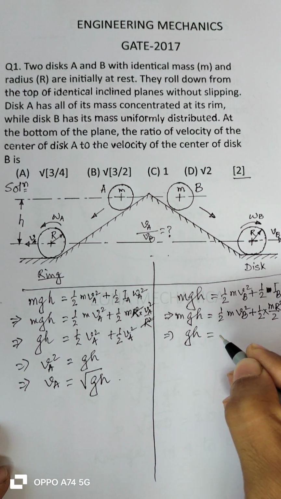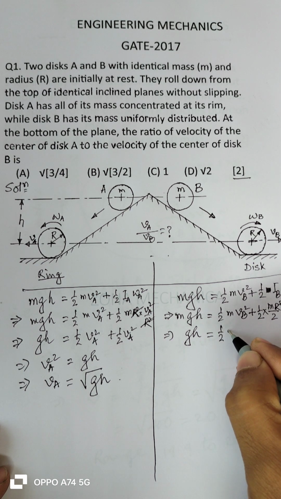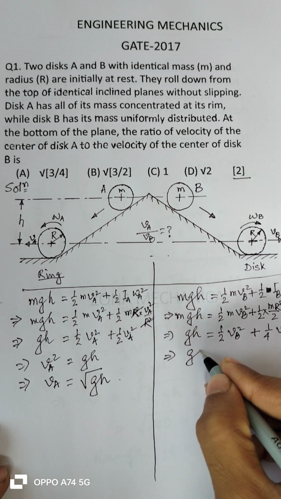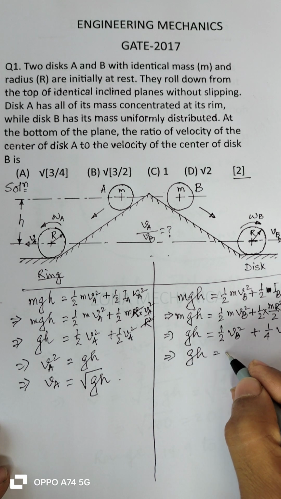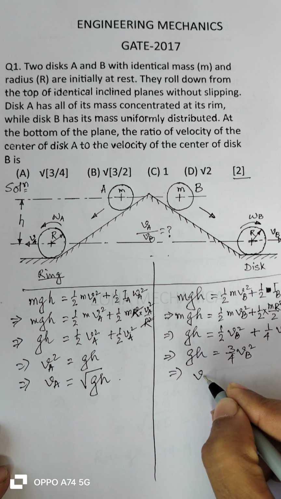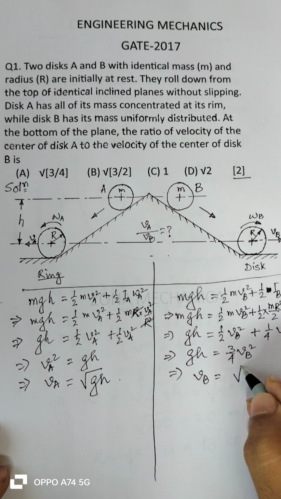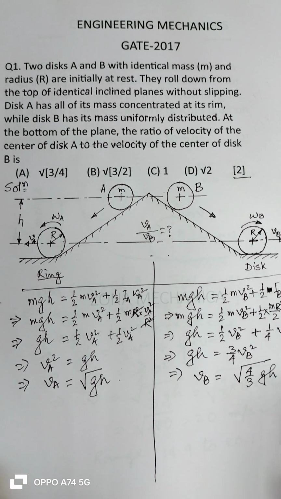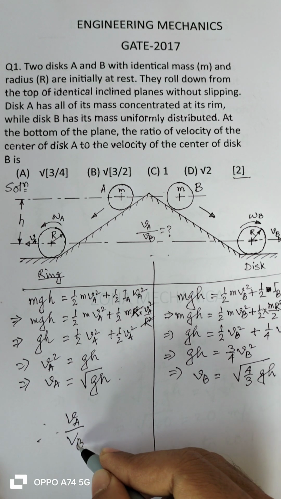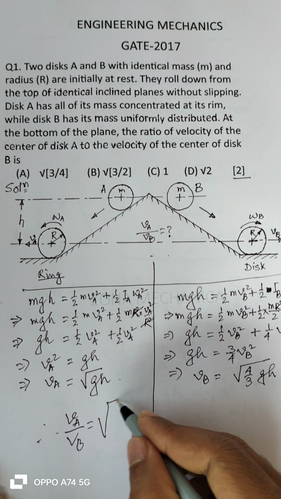So we have gh is equal to half into VB square plus 1/4 of VB square. So that is gh is equal to 3/4 VB square. So that is VB will be equal to root over of 4/3 g into h.